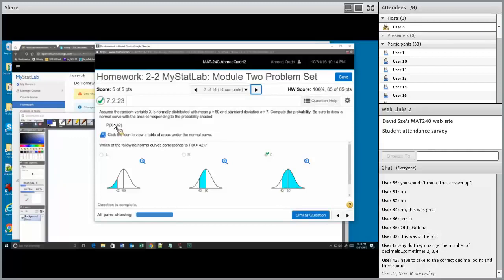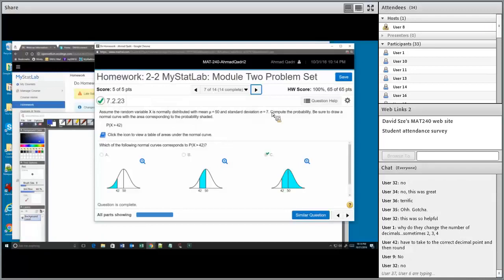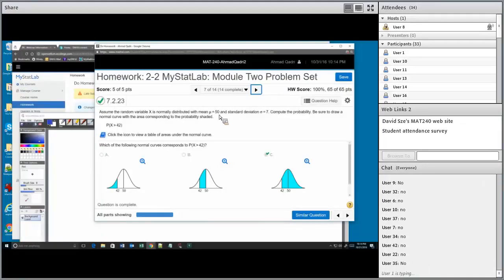Okay, now let's talk about this. My first question to you is, after reading this problem, tell me if we're talking about z or not. Assume the random variable x is normally distributed with mean 50 and standard deviation 7. Is this a z distribution? No, because the mean is not 0 and the standard deviation is not 1. Both conditions have to be correct for this to be a z distribution. The mean must be 0 and standard deviation must be 1. They both have to be correct. Even if one is correct and the other is not correct, you still don't have z. Okay? So this is not a z distribution. This is some other normal distribution.